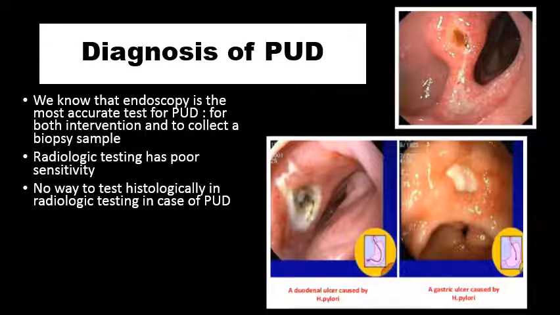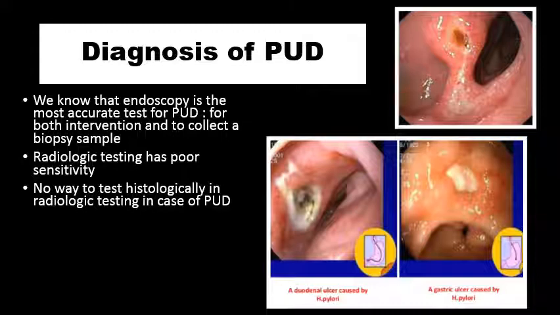So, diagnosis of peptic ulcer disease. Endoscopy is the most accurate test for diagnosis, and it can even help collect a biopsy sample for histological purposes. However, it's a very invasive test. These are pictures of ulcers. You can see a duodenal ulcer and a gastric ulcer. However, it's a very invasive procedure, so we tend to do it only when it's absolutely necessary.